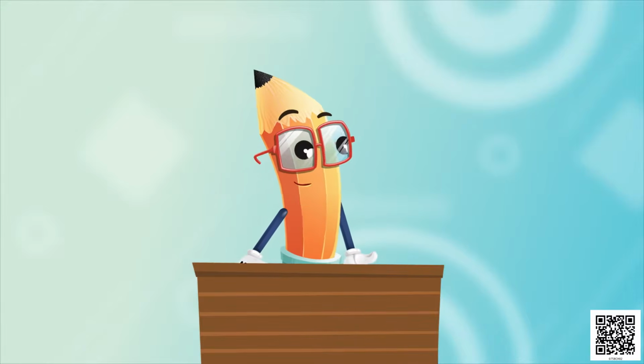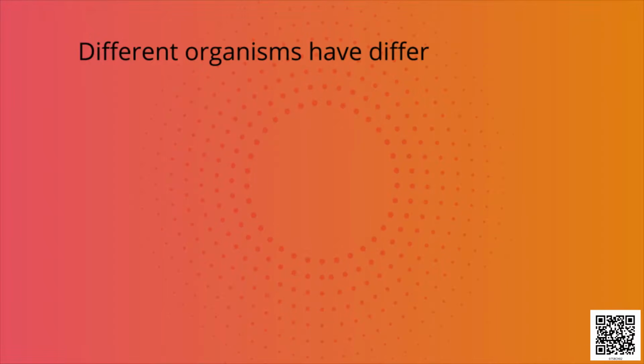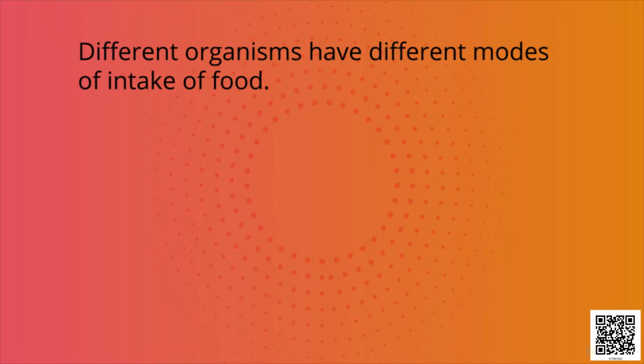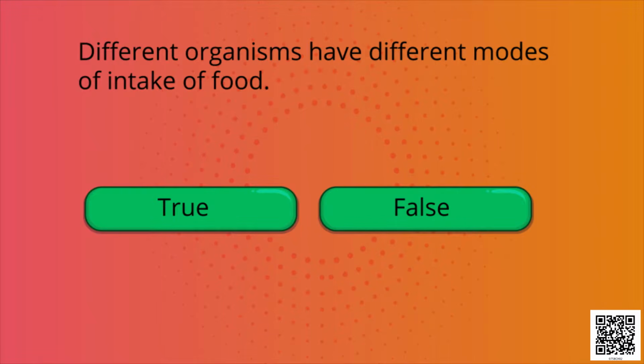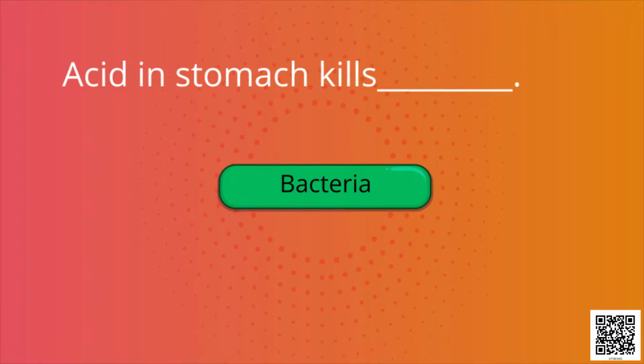Students, now I will ask you a few questions. Different organisms have different modes of intake of food. Is it true or false? So, the right answer is true. This is a true statement. My next question is acid in stomach kills dash. So, the right answer is bacteria.